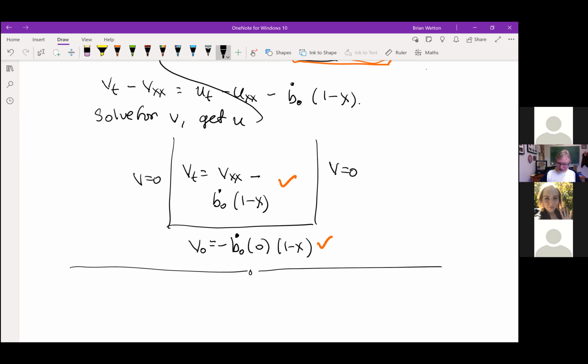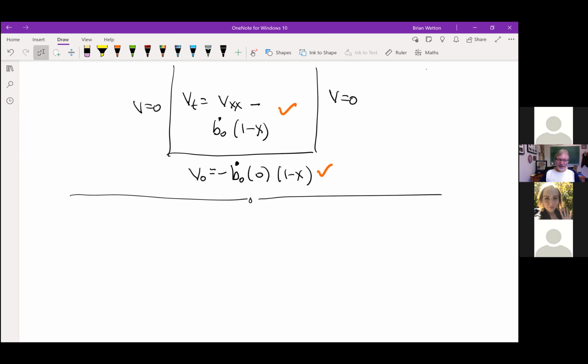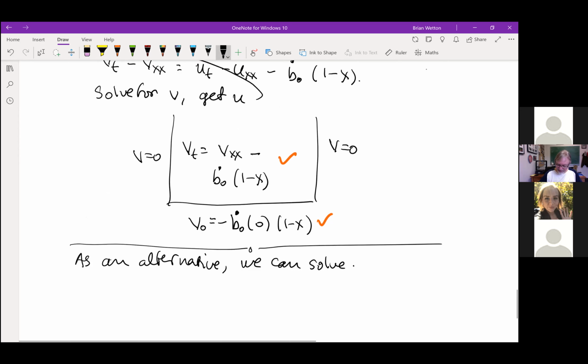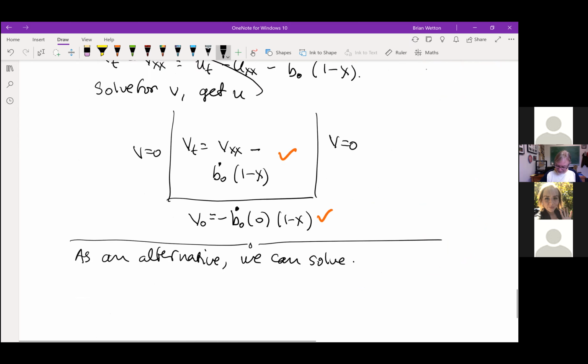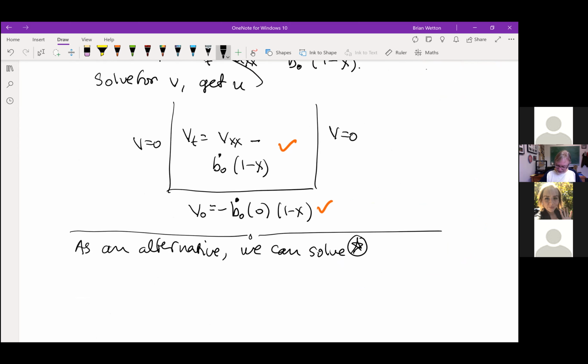But I want to show you an alternative, which is going to be sort of a cleaner way to look at these kinds of boundary value problems, okay, and more general. So as an alternative, we can solve the pure boundary value problem. That's this one. With the Laplace transform.